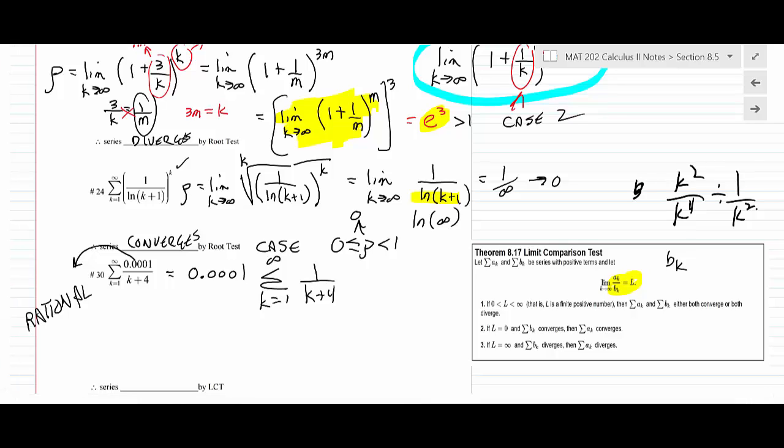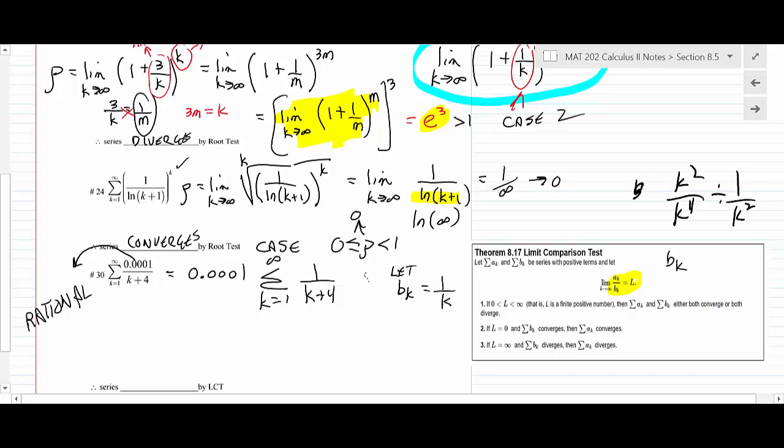So you're going to multiply by k? There you go, good. That's what I'm getting to. Okay, so basically you could think of this as k to the 0 over k to the first plus 4. So you're going to compare this to 1 over k. All right, so what we're going to do with this one is let b sub k equal 1 over k.